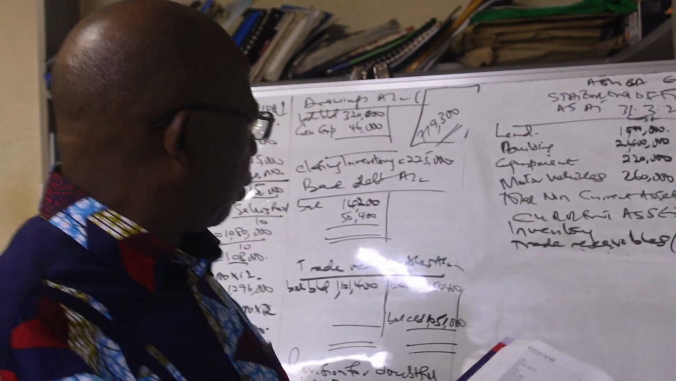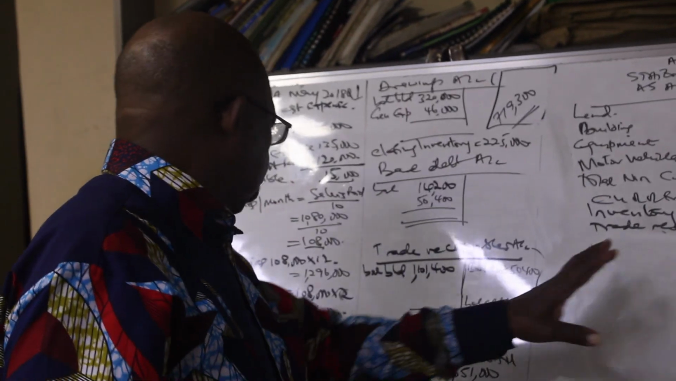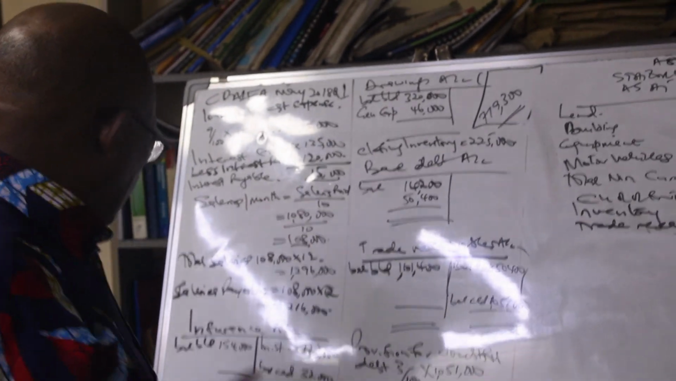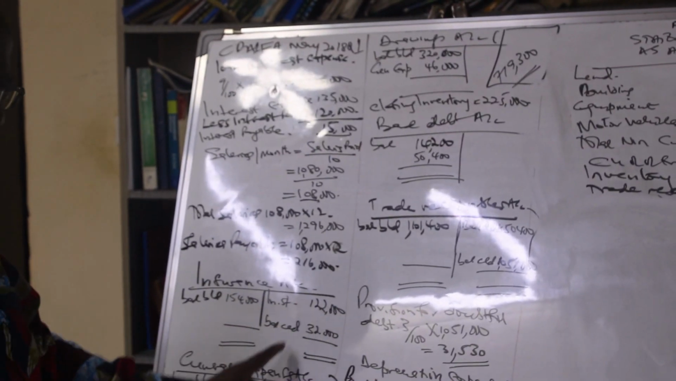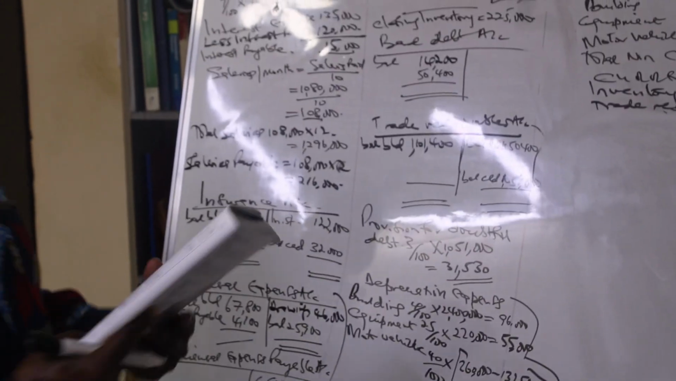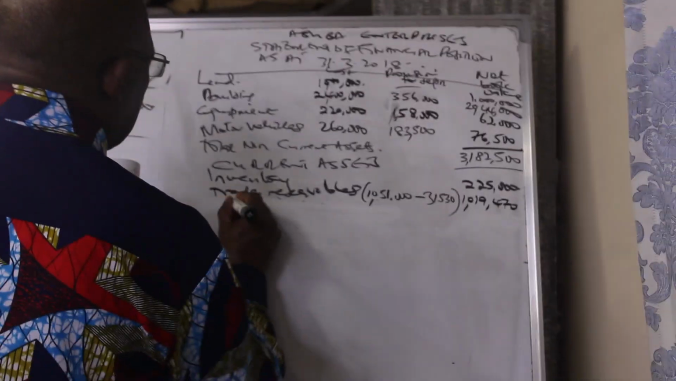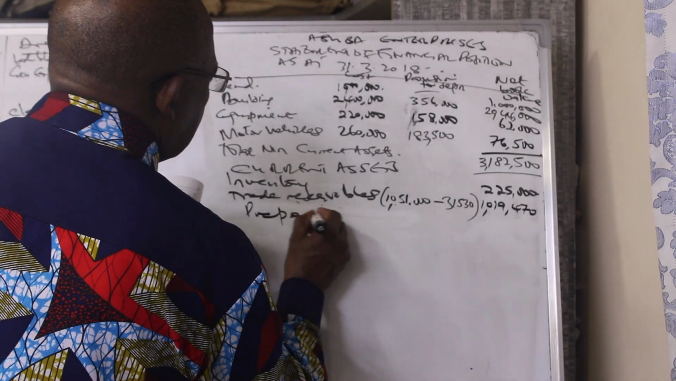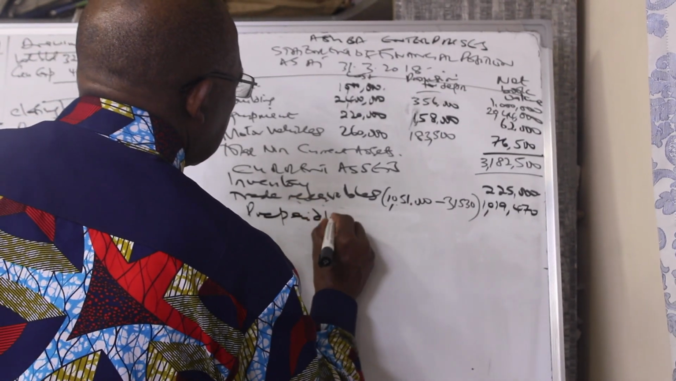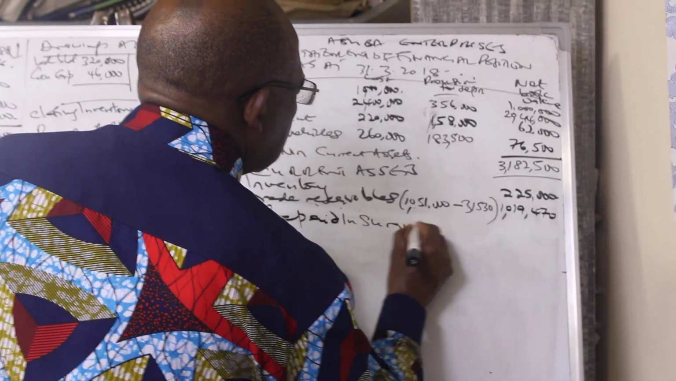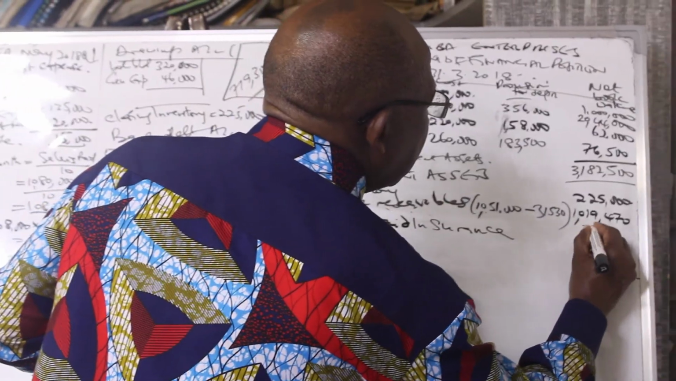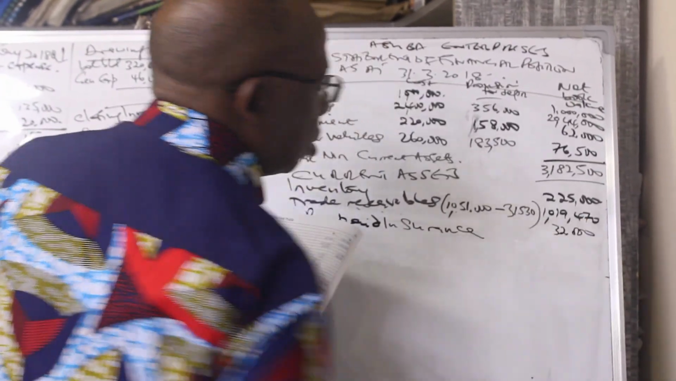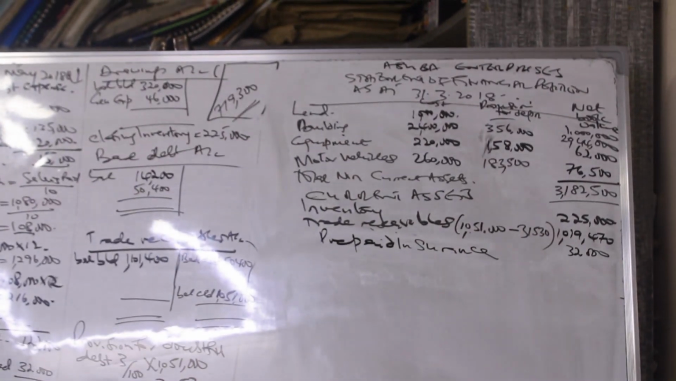So after trade receivable, we come to prepayments, and we know that we have prepaid insurance of 32,000. So we come here and say prepaid insurance of 32,000.